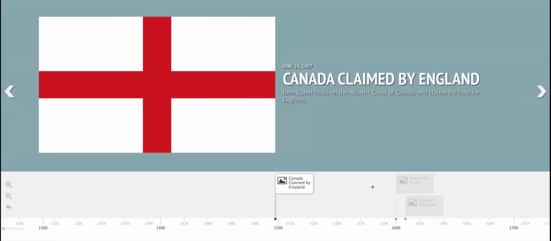Next, we're jumping ahead almost 500 years to June 24th, 1497. This is when John Cabot landed on the Atlantic, which is the east coast of Canada, and claimed the land on behalf of England. So this is where Canada is claimed by England. Again, that's June 24th, 1497.